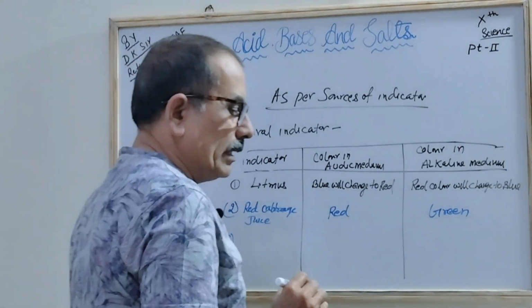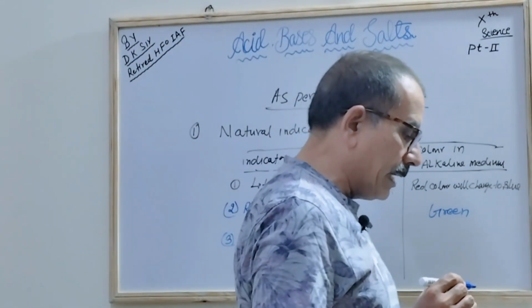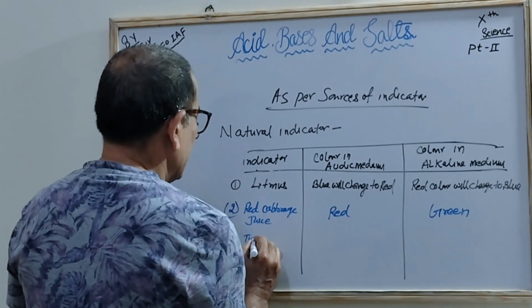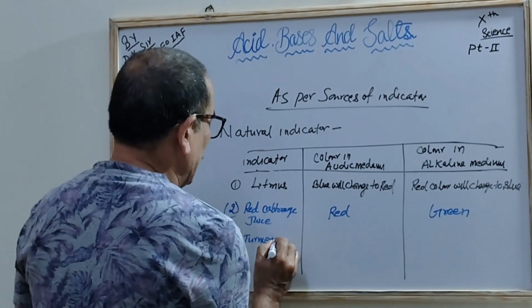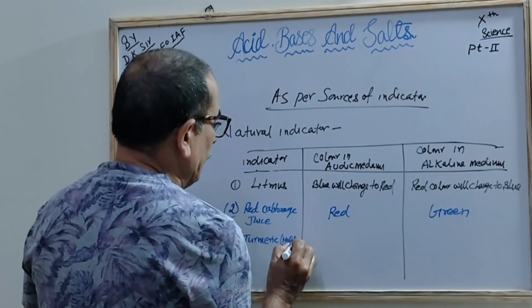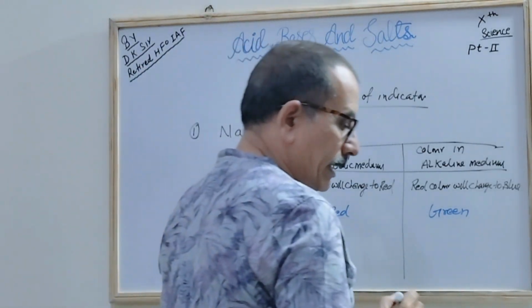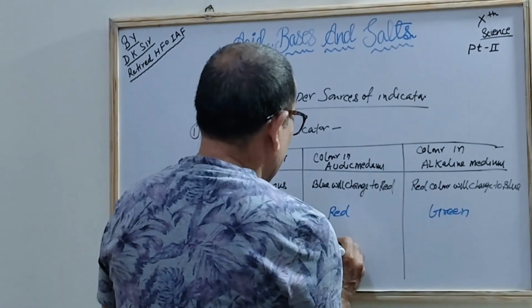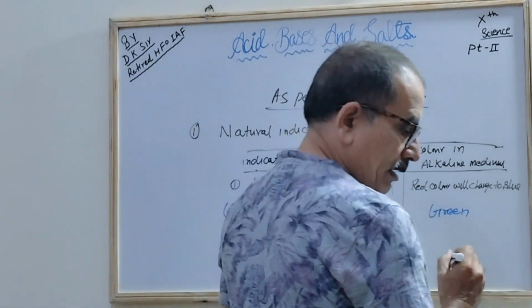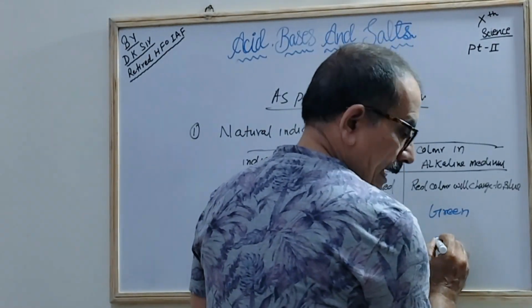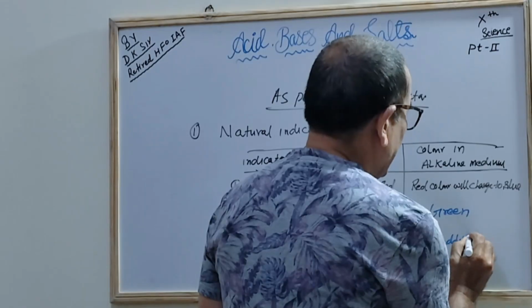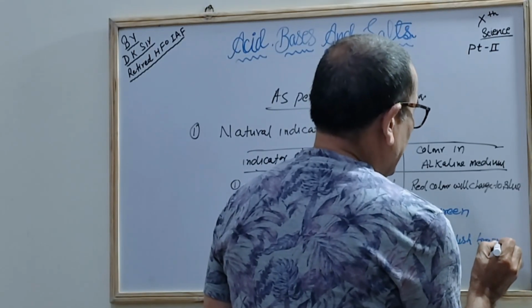The third natural indicator we will see is turmeric. Turmeric is called haldi in Hindi. Correct? The turmeric, which is also called haldi in Hindi. So when you use turmeric in acid, it will stay yellow, and if you are using it with a base, it will convert into reddish brown. Reddish brown. Correct? Reddish brown.